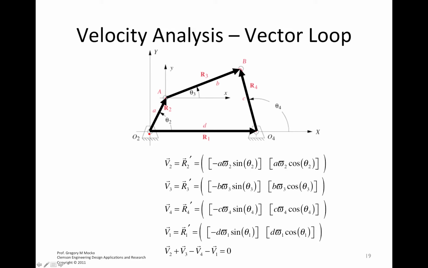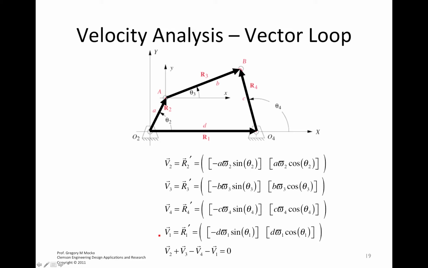We can align our global coordinate system X and Y along link 1 to simplify this problem. And then our nomenclature for our angles is the following. We go counterclockwise from the X coordinates: theta 2, theta 3, theta 4. Again, theta 4 is measured from the tail of link 4, and then theta 1 is 0. So this is our vector loop nomenclature.